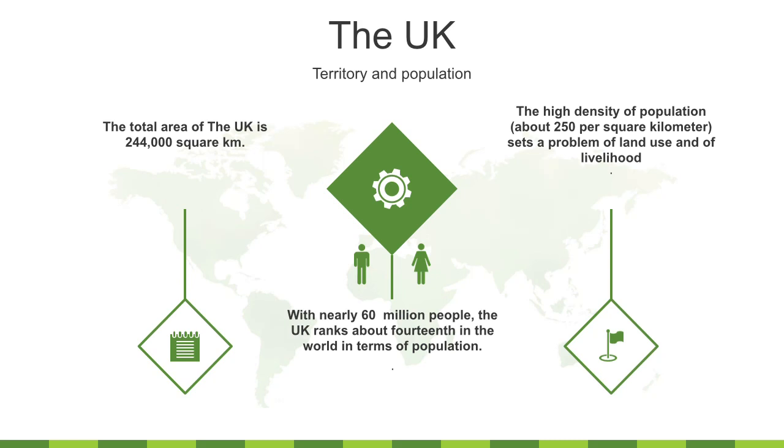coastline. The combined population of the British Isles is 60 million people, and it makes the islands one of the most densely populated parts of the Earth's surface. The United Kingdom is one of the most densely populated countries.